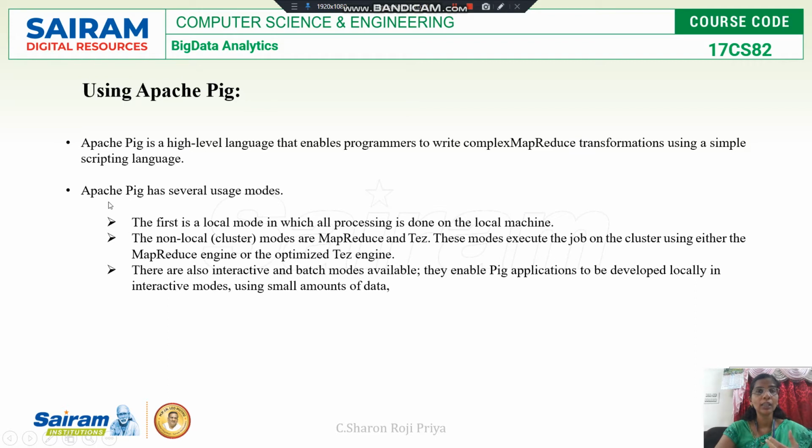Apache Pig has several modes. The first mode is local mode. Second is cluster mode, or I can say non-local mode. Then we have batch mode and interactive mode. In local mode, all the processing is done on the local machine. Coming to cluster mode, the processing happens in the cluster, usually with the help of the MapReduce engine or the Tez engine. And then we have interactive and batch modes that enable you to develop simple Pig applications.